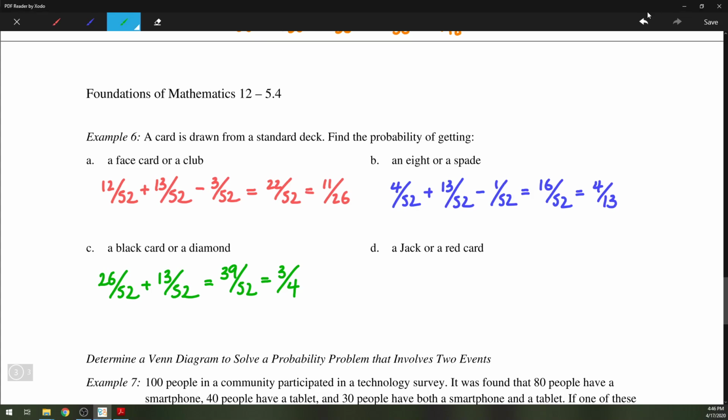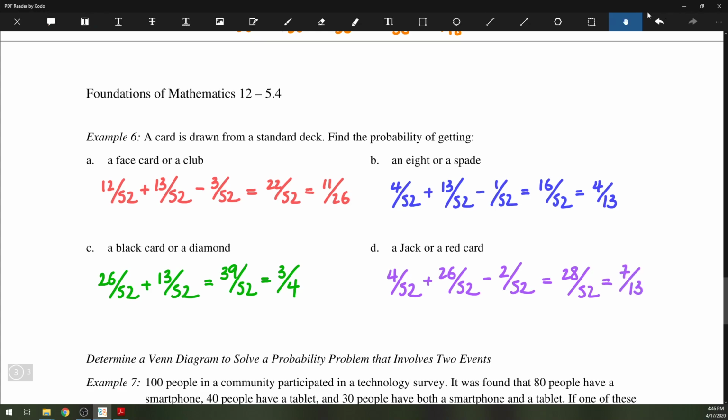And the last one, just really quickly, we are looking at there are 4 jacks out of 52. There are 26 red cards out of 52. And there are 2 red jacks, a jack of hearts and a jack of diamonds. So if you add those together, you'll get 28 out of 52, which is 7 over 13. Okay, so some quick examples here using a deck of cards.